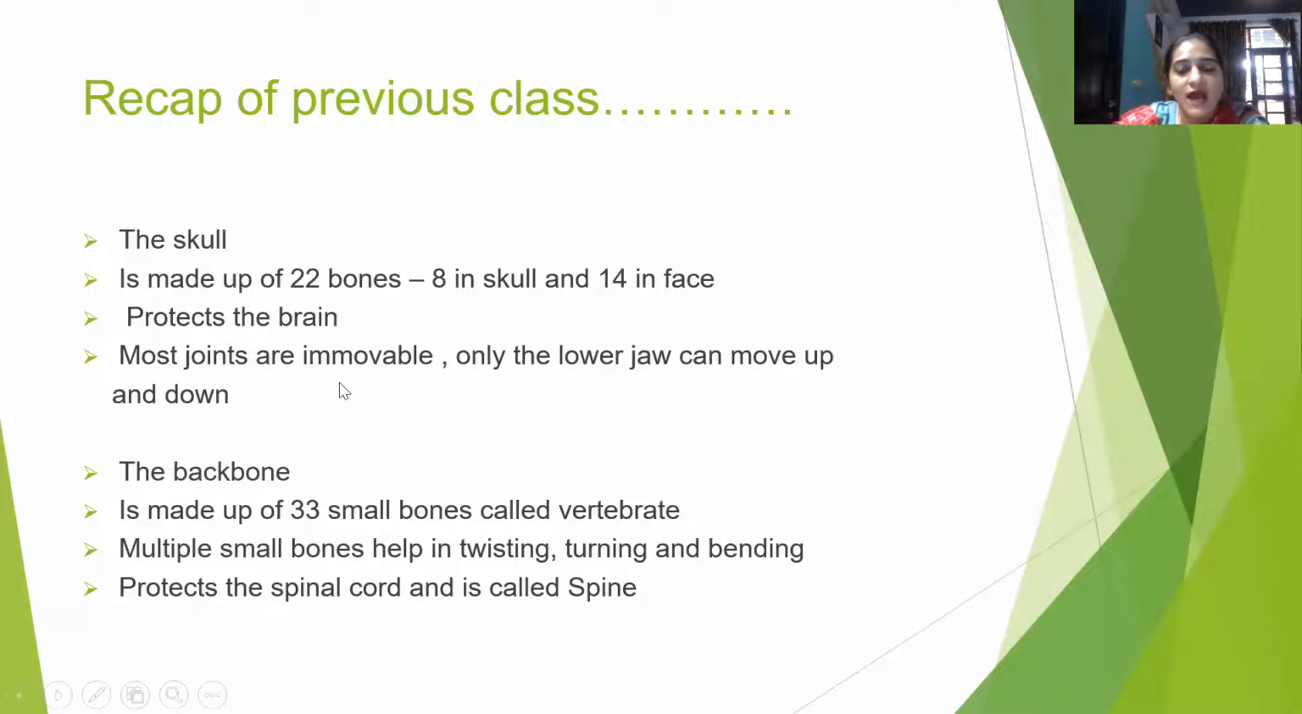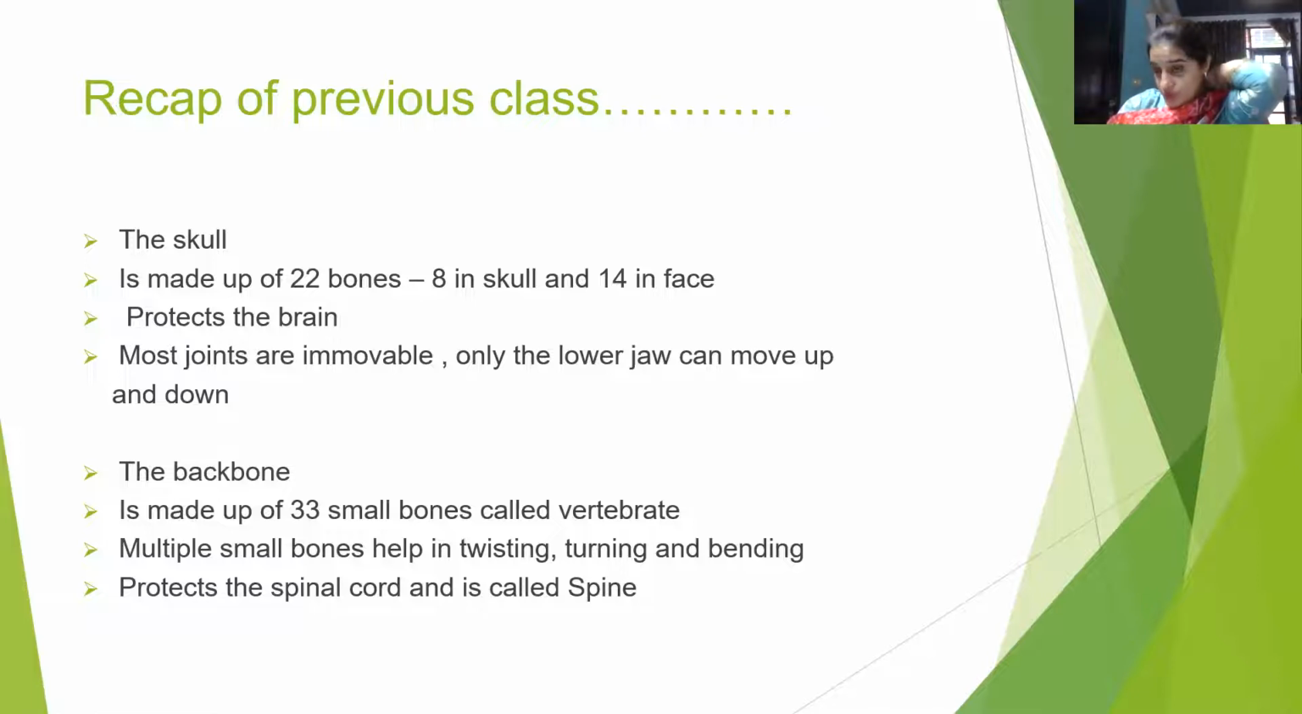So most joints are immovable. So what is a joint? A joint is a part where two bones join together, as its name indicates. So all the bones present in the skull are made up of immovable or fixed joints, but only the lower jaw is attached by a movable joint. So that's why I'm able to speak. Can you see while talking to you, my mouth is opening and closing? It is just because my lower jaw has a movable joint over here.